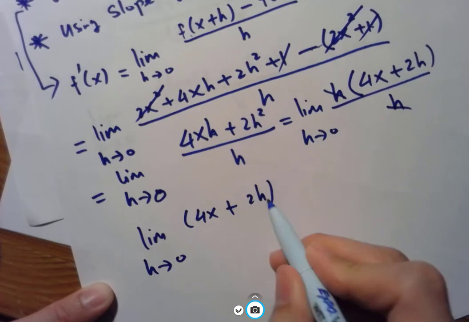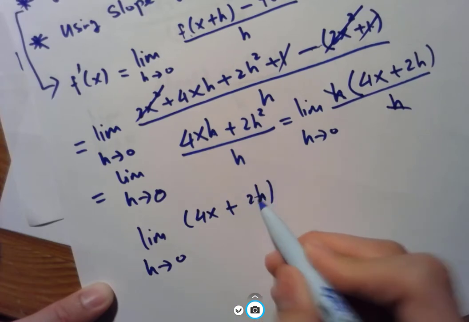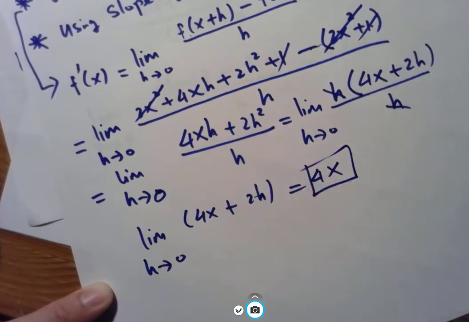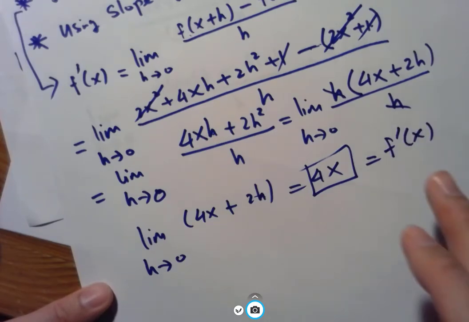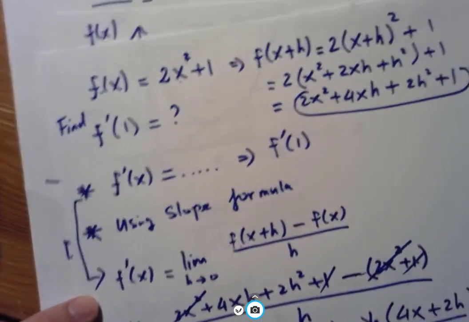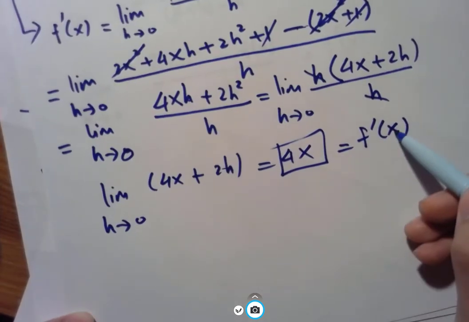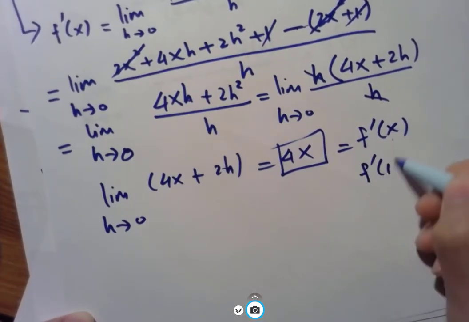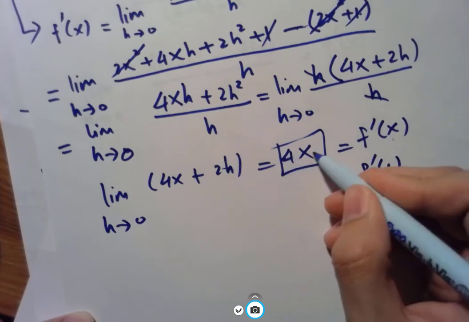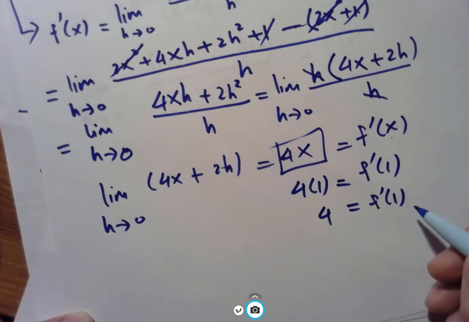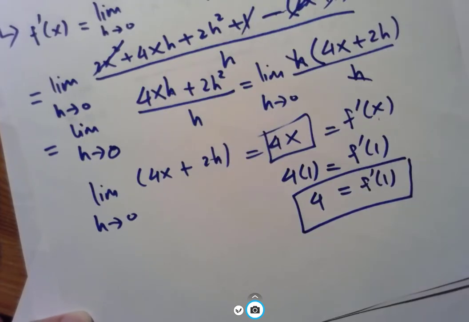When h is approaching 0, h now becomes 0. 2 times 0 is 0. So at the end you just have 4x as the final answer for your f prime of x. But the question doesn't ask you for f prime of x. It asks for f prime of 1. So all you have to do now is plug in 1 for x. So f prime of 1, x is 1. So 4x is 4 times 1. 4 times 1 is 4. So f prime of 1, the value is 4.